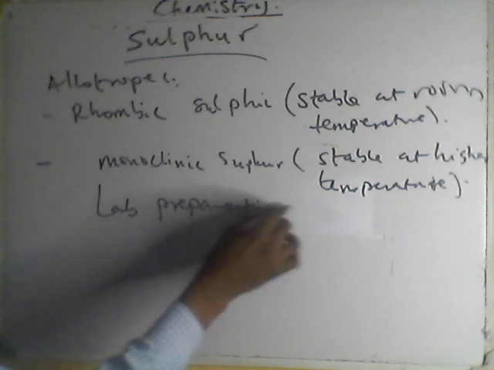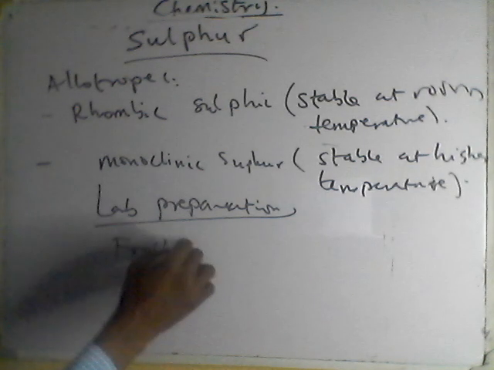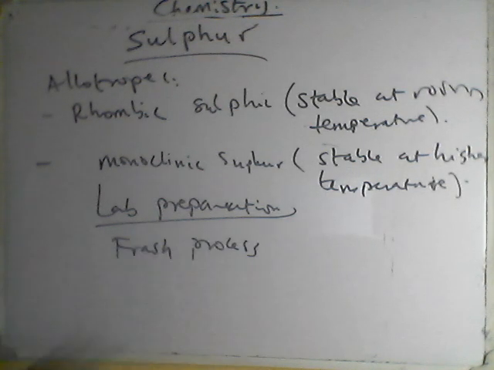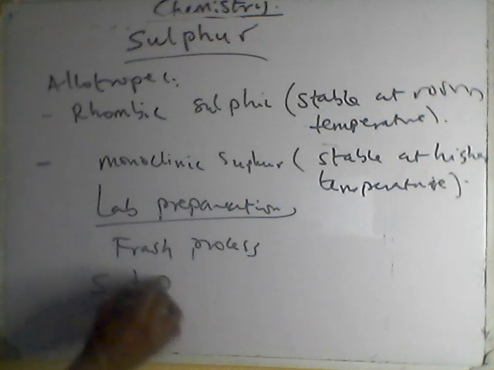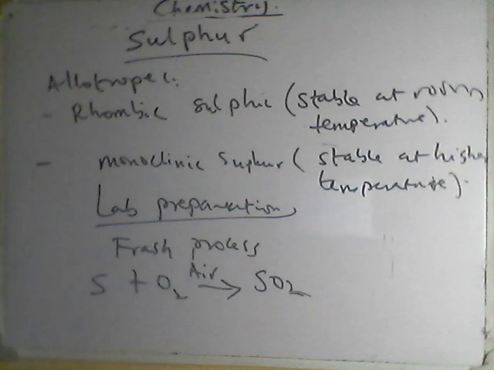So note how all these non-metals are prepared and how they are collected. It is extracted from underground deposits using the Frasch process. Chemical properties, number 1, it burns in air to form sulfur 4 oxide. Second property is that it dissolves in water to form an acidic solution.